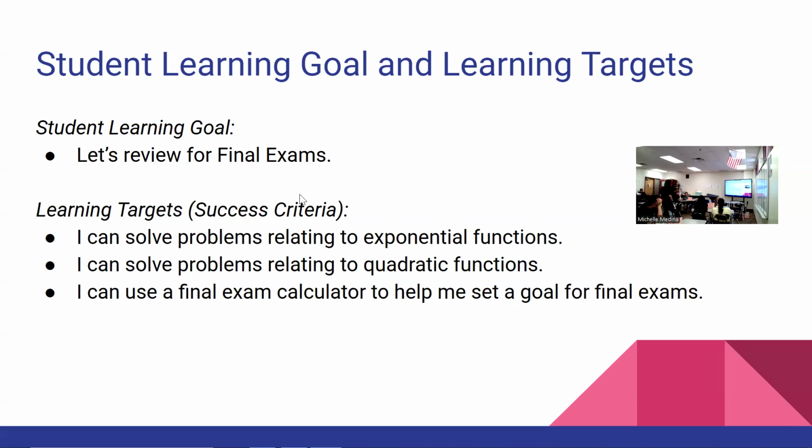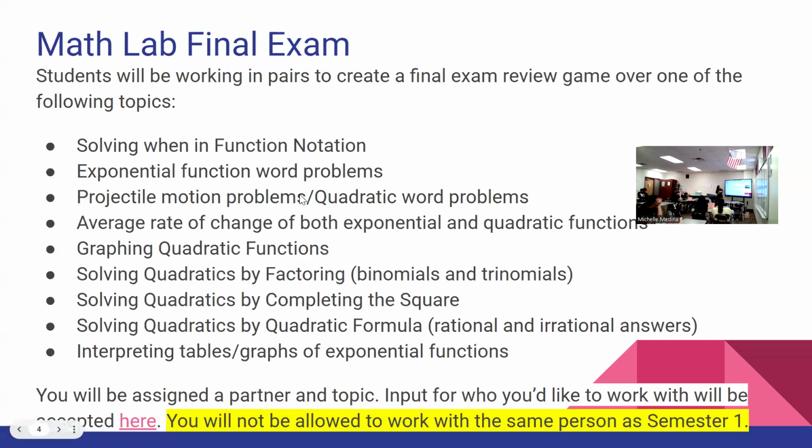You will be making a review game with a partner, and that is what we will do for the rest of the semester: play those games and review for the finals, and that will be 10% of your overall grade. Like I said, you'll be working in pairs over one of these topics. All of these are from semester two. You will be filling out a Google form for who you'd like to work with and what topic you'd like to cover. There's no guarantees though, either way.